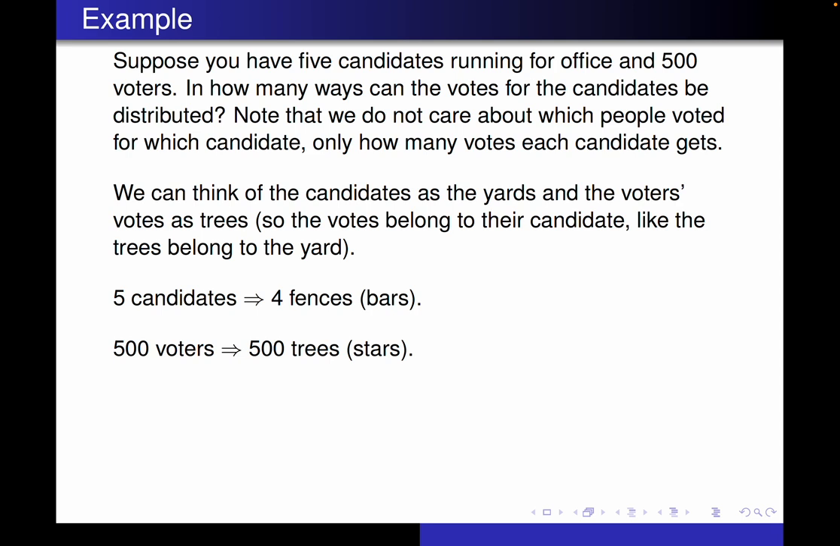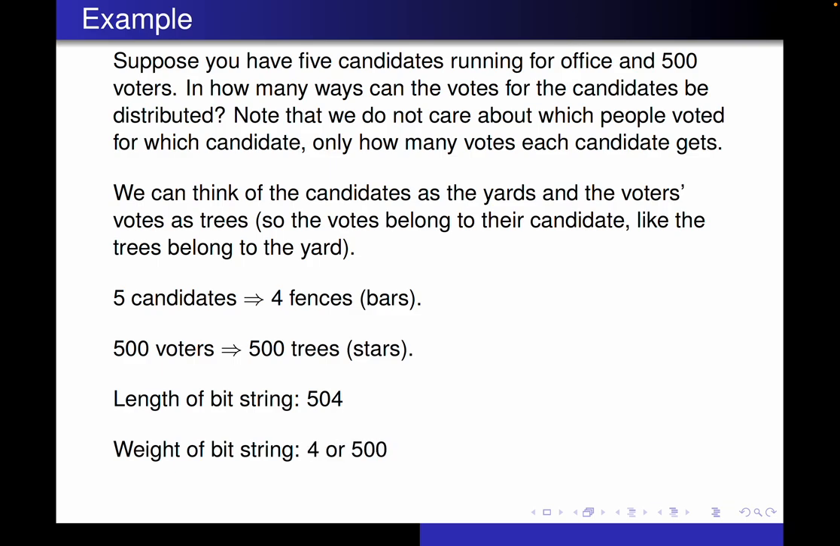And so if we want to count all the different ways that we can do this, the length of our bit string is the total number of stars and bars. Total number of trees and fences, that's 504. And the weight of the bit string is going to be 4 if you're a fence bar person, 500 if you are a tree star person. Which means that your answer in terms of the counting is 504 choose 4, or 504 choose 500. Exact same number, just a different way of representing it.